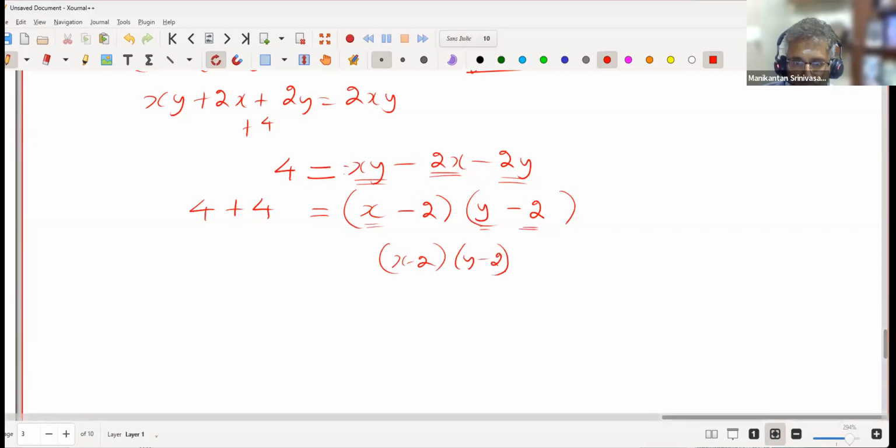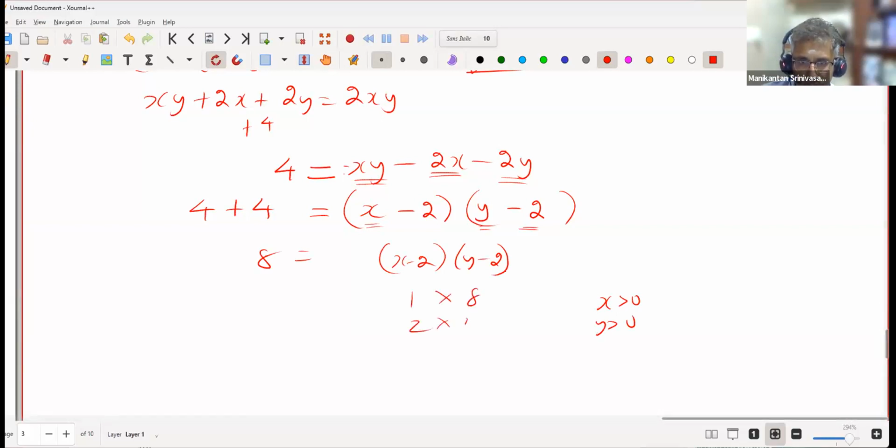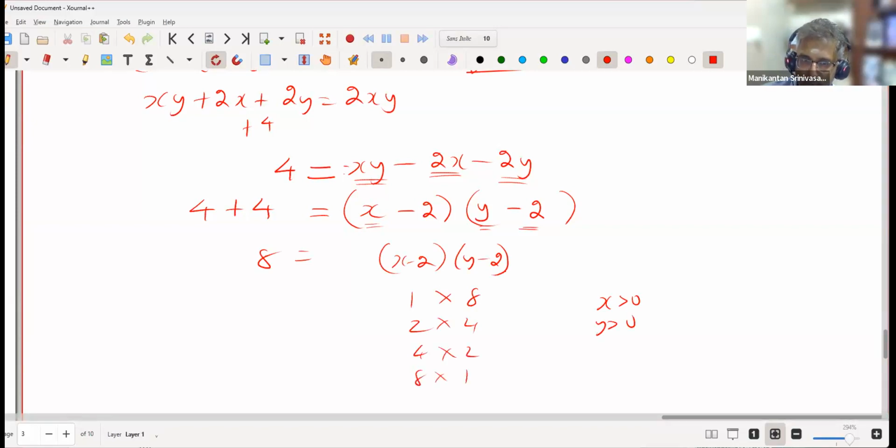Each of them has to be greater than 0, right? Because the inner rectangle has to be a proper rectangle. So how many ways can we get 8? It's a 1-8 combination, 2-4 combination, 4-2 combination, and 8-1 combination. 8 is a small number, therefore I listed it out. Otherwise, you know how to list the number of factors. So there are 4 possibilities for X minus 2, and therefore 4 possibilities for X itself.